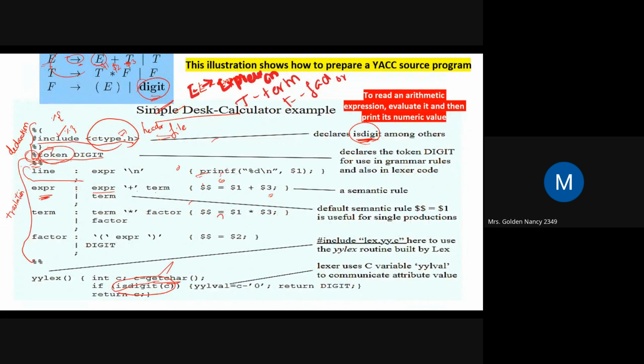Here you are representing it in words: expression means E gives E plus T. Or you have to represent it in the semantic rule form: dollar dollar means E, equal to means gives, dollar one plus dollar three, which is E plus T.